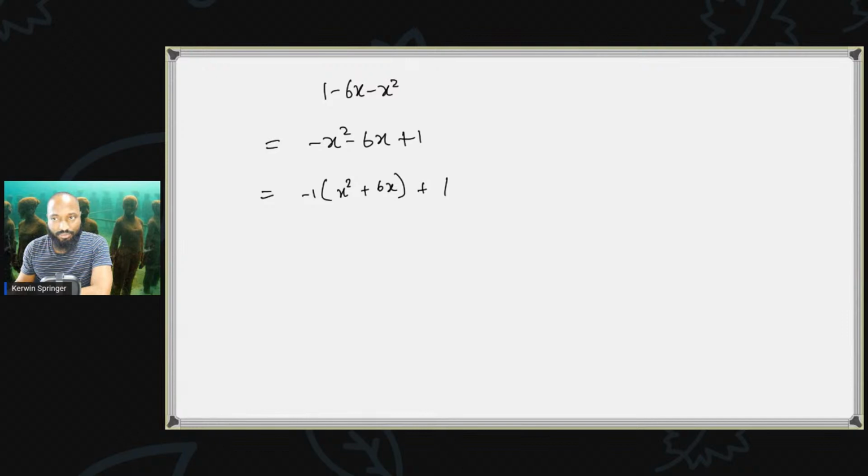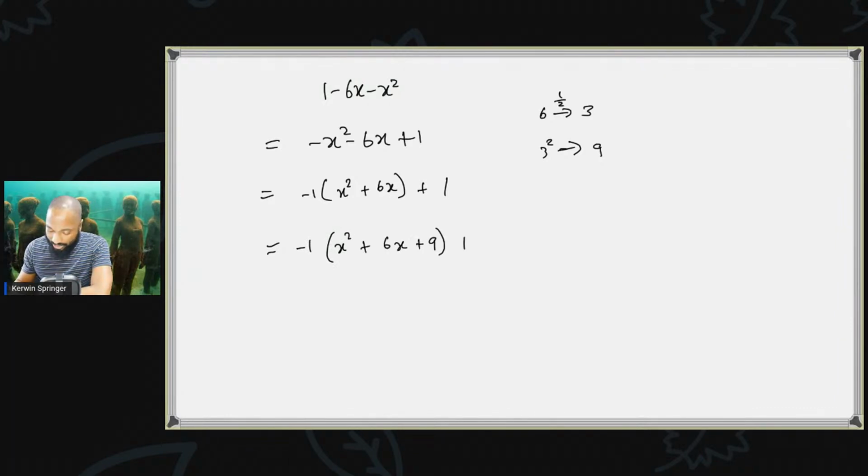So then, what's next? You're supposed to get half of this and square it. So half of 6 is 3, and 3 squared is 9. And that's what you want to add in. Now, you have to be very careful with this piece that we're going to see happen here.